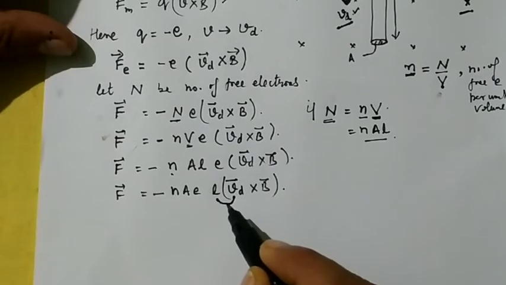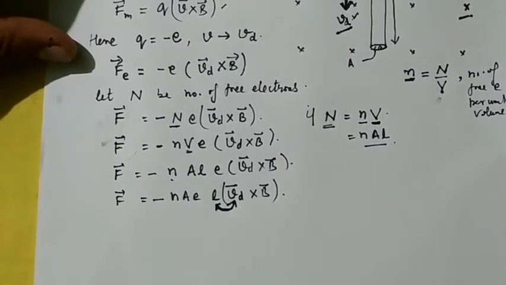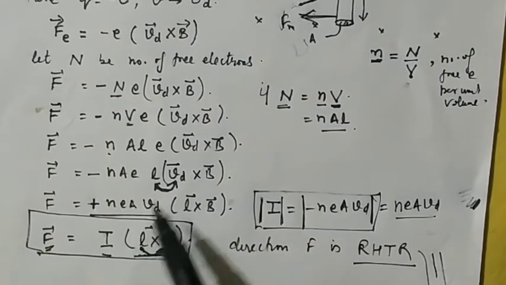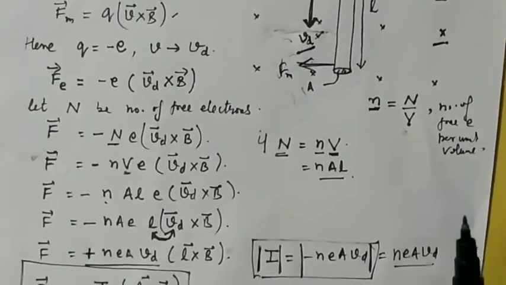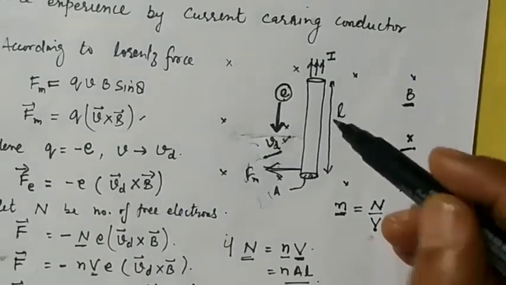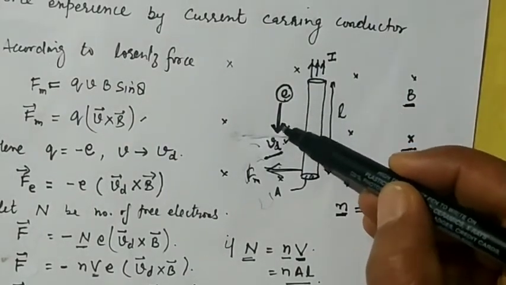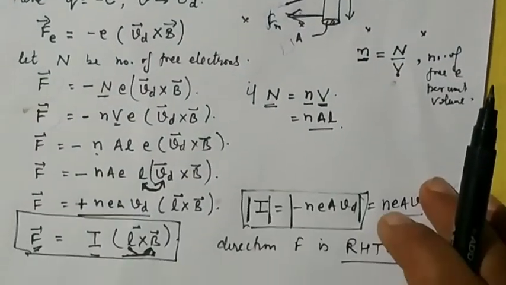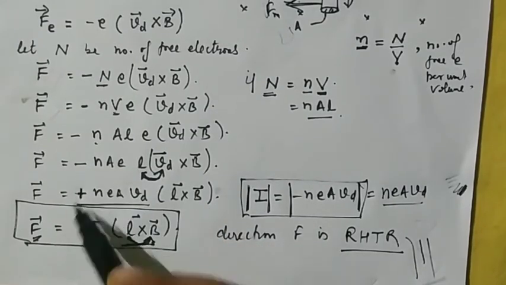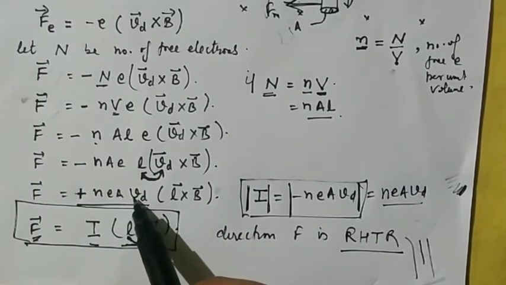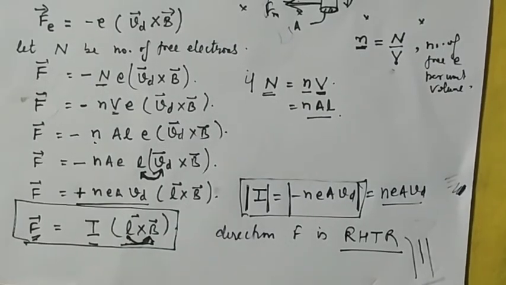Now I will replace this drift velocity with L because both are vector quantities. But before replacing, we should know the direction of L and Vd. If we choose the direction of L along the direction of current, that is upward, and the direction of drift velocity is downward, then to replace this one we have to add a negative sign. So negative becomes positive. So n e A Vd comes outside and L goes inside. So it becomes L cross B.